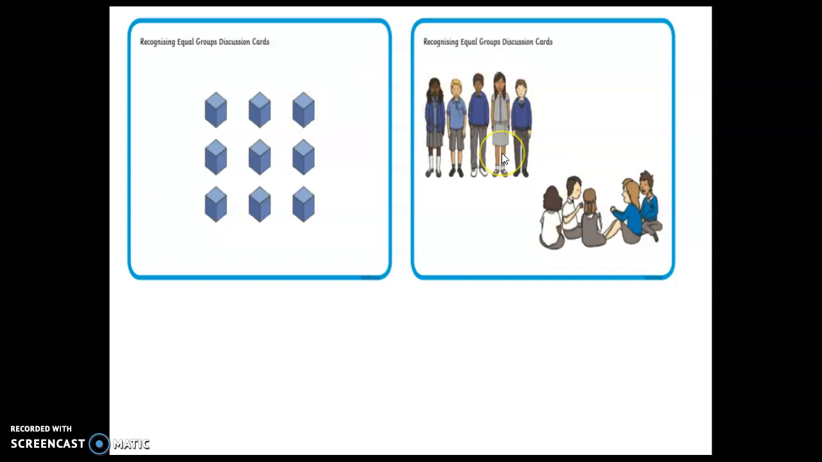Looking at this one here, if you count how many children there are, 5 children here and 5 children here, but what's the same then? So they've got the same value, so this group's 5 and this group's 5. They're different because in one group they sat down, in the other they stood up. Some of the children are different.